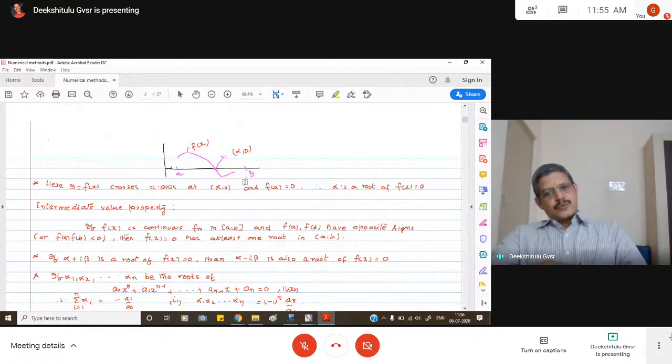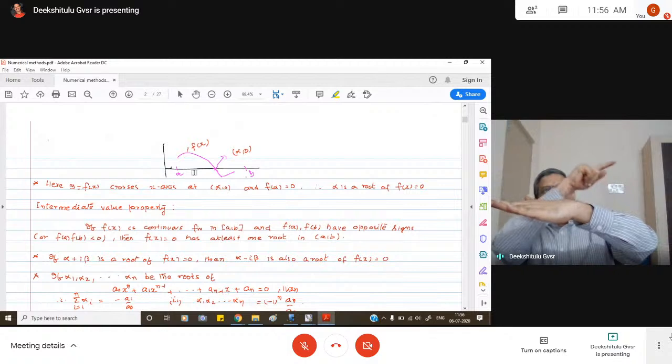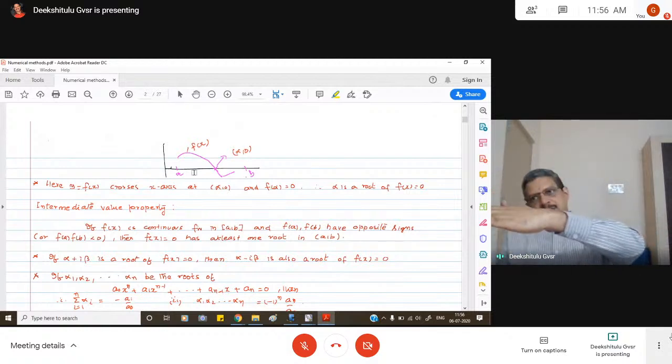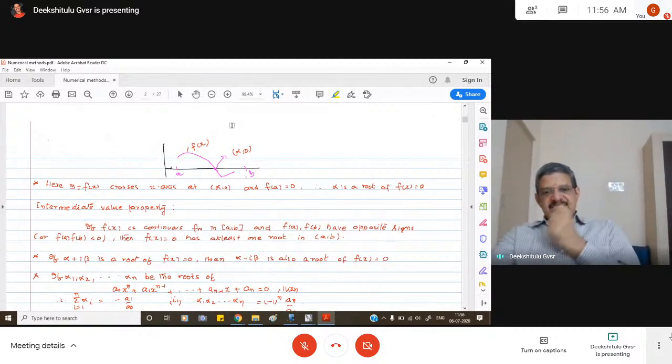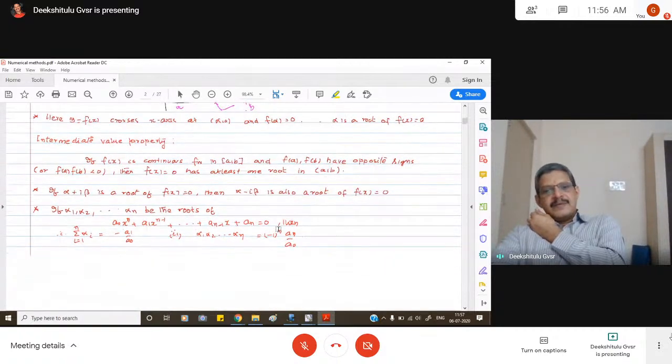And the function is connecting these two points. We have one point here, one point here. If we want to go from this point to this point, you have to cut through this axis only. Otherwise, you cannot go. So when it crosses the x-axis, it means that there is a root. This property is common sense, but it is a very wonderful, mathematically formulated, well articulated property. So this is the basis for all the numerical methods. If f(x) is a continuous function in the closed interval [a, b] and f(a), f(b) have opposite signs, then f(x) = 0 has at least one root in the open interval (a, b).